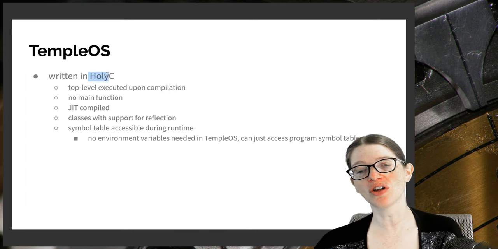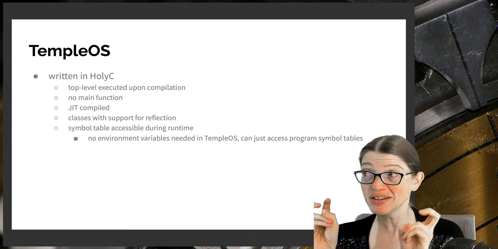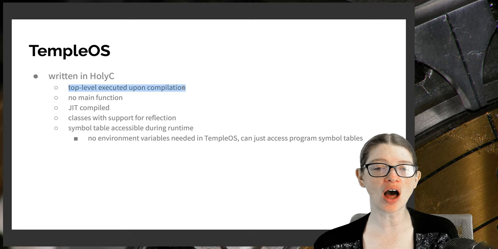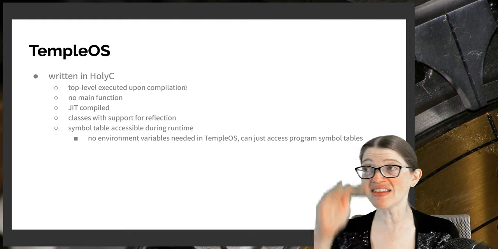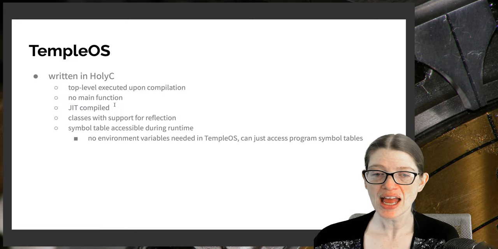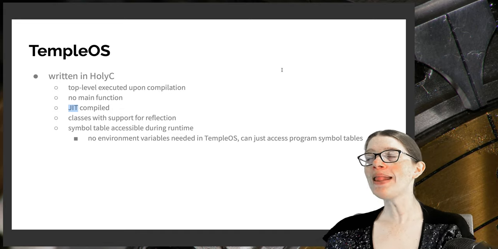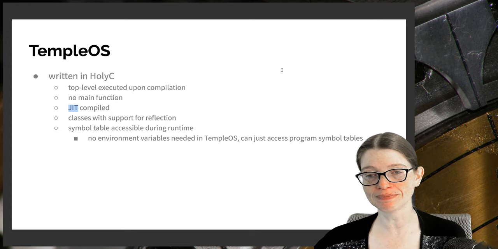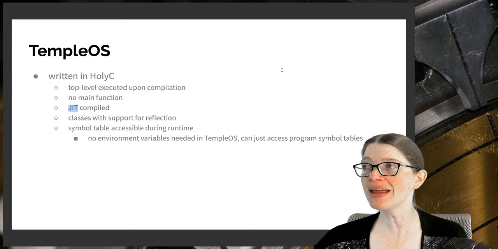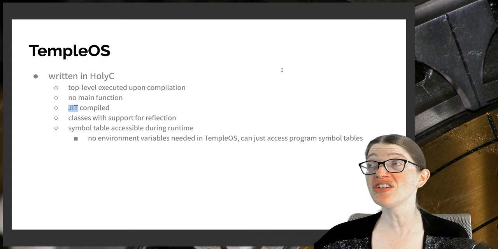Now, I mentioned it was written in this language called Holy C, which is his own version of the C language, and I said that it was kind of interesting itself. So, just some interesting features of Holy C. The top level gets executed when you compile, so anything that exists at the top level will be executed on compilation. There is no main function, and it's JIT compiled. Many of you may not be familiar with this term JIT. It means just in time. Just in time means that we only compile and execute code at the point where we reach that line. And there are advantages to JIT compilation.